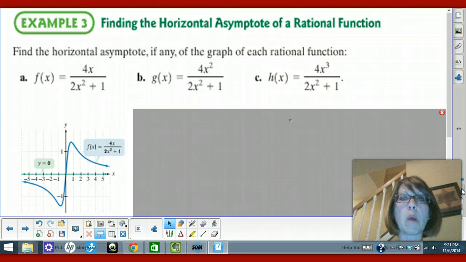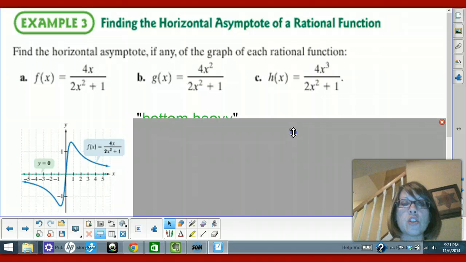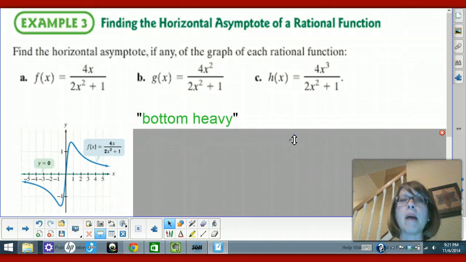I have a graph of part A, f of x equals 4x over 2x squared plus 1 shown on the screen. You are going to hear me call this a bottom-heavy function. A bottom-heavy function is a function where the denominator's degree, squared, is more than the numerator's degree, first power.